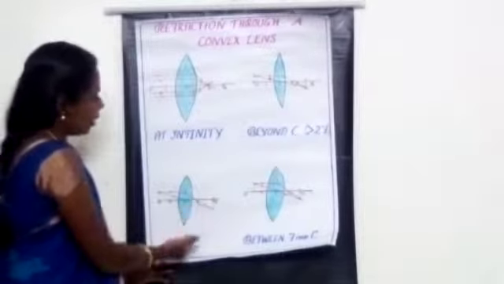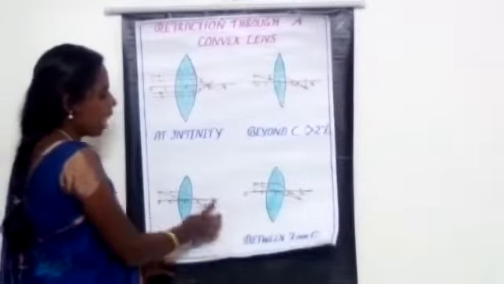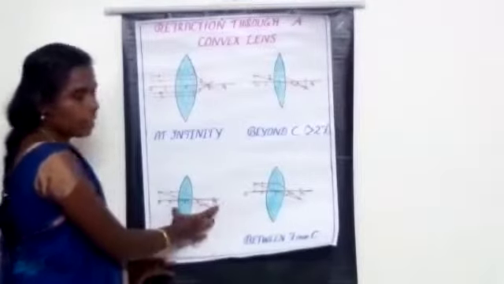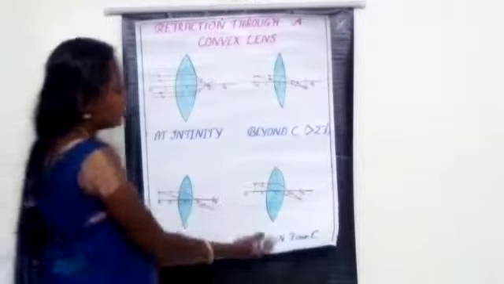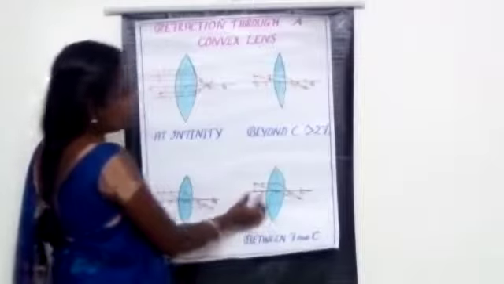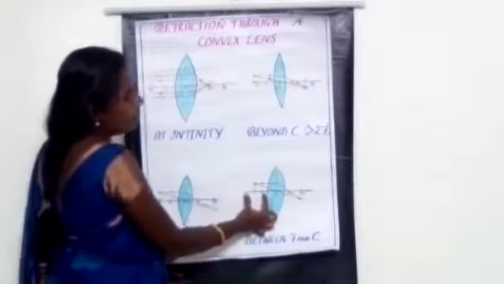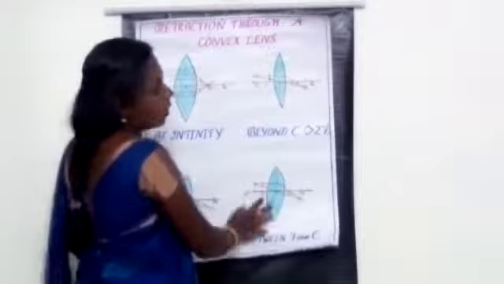And the third one, if the object is placed at C, the image is also formed at C, and we get the same size image. It is a real and inverted image. And the fourth one is if the object is placed between F and C, between F and the center of curvature, we can get the image beyond C.